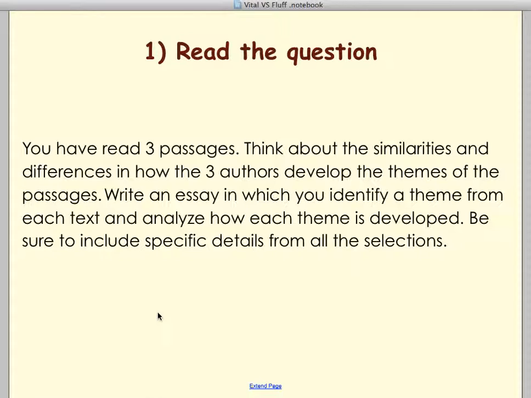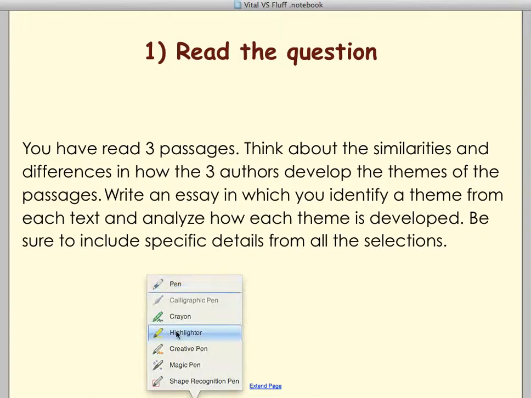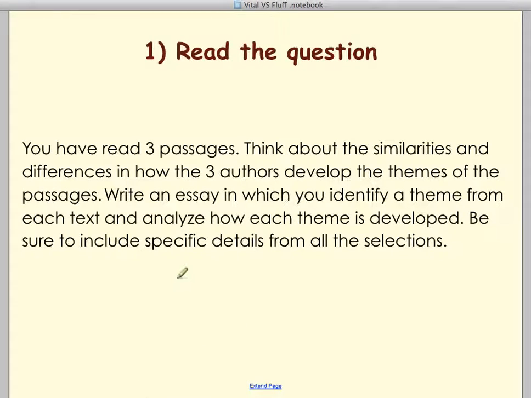Okay, now that's a lot of information, and on Park you are going to be able to highlight the information that you want. So let's pull out our highlighter tool here. So we've read 3 passages. You should know that that means you're going to read 3 different things. Okay, we're going to think about similarities and differences. Okay, so those are some keywords that we are going to want to underline so that we know that that's what we're doing. Remember, similarities are the same, differences are not the same.